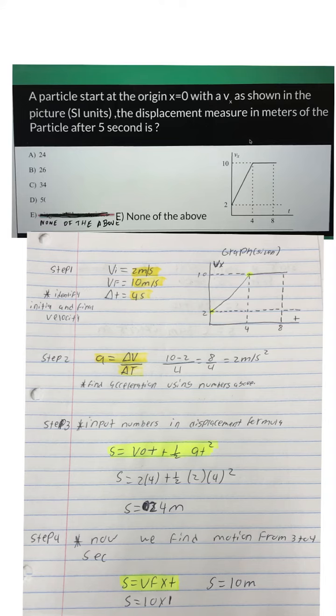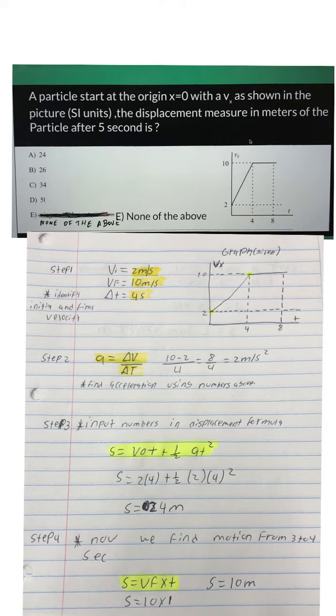Okay, so for this problem, it reads: a particle starts at the origin, x equals 0, with a Vx as shown in the picture. The displacement, measured in meters, of the particle after 5 seconds is.